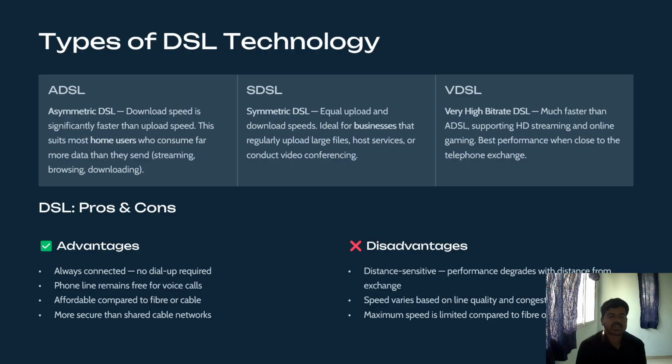Then pros and cons. Advantages: always connected, no dial-up required. Phone line remains free for voice calls. Affordable compared to fiber cable. More secure than shared cable. Then disadvantages: distance sensitive, speed limit lower than fiber. DSL is good but fiber is superior.